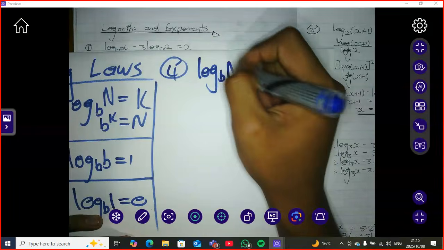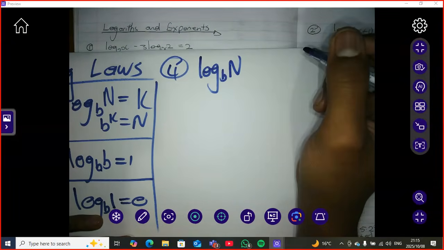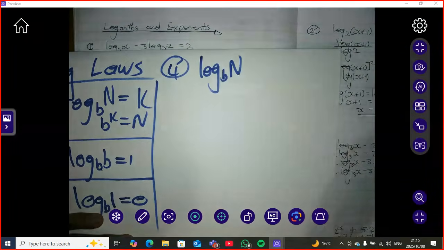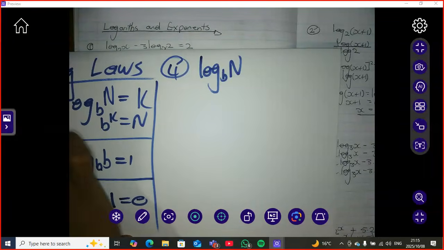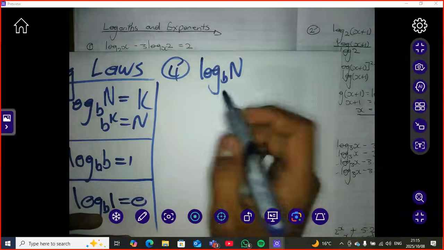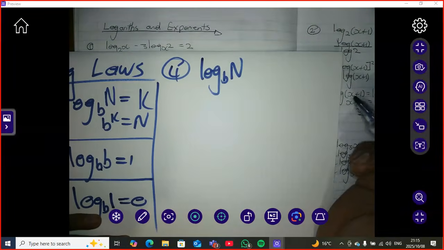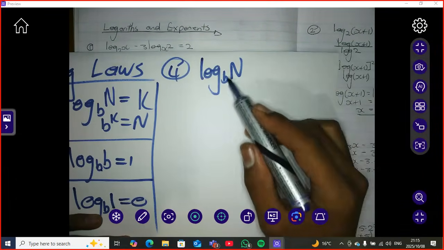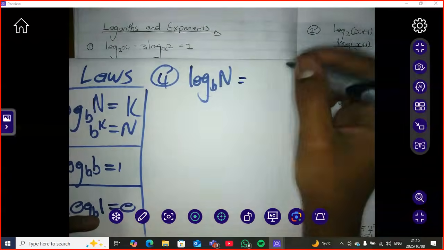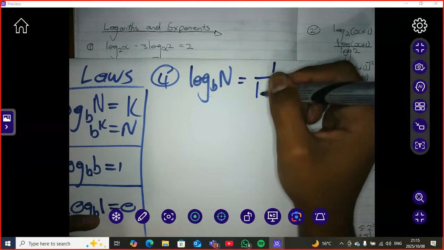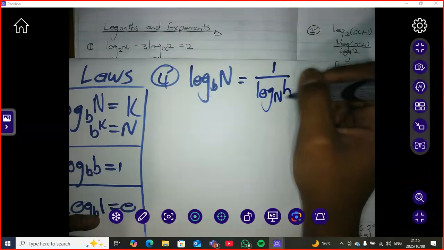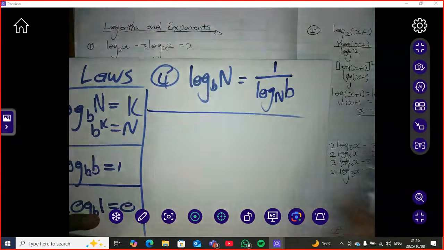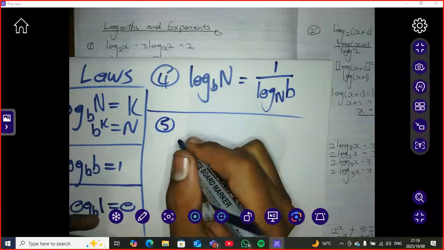log base n. Sometimes my base isn't a nice number, or I want my base to get out there. So, for example, if my base is an x and I want my x out from here, I can do this. I can say 1 over log n b. You'll see now how you can apply that if we're going to use it in these examples.